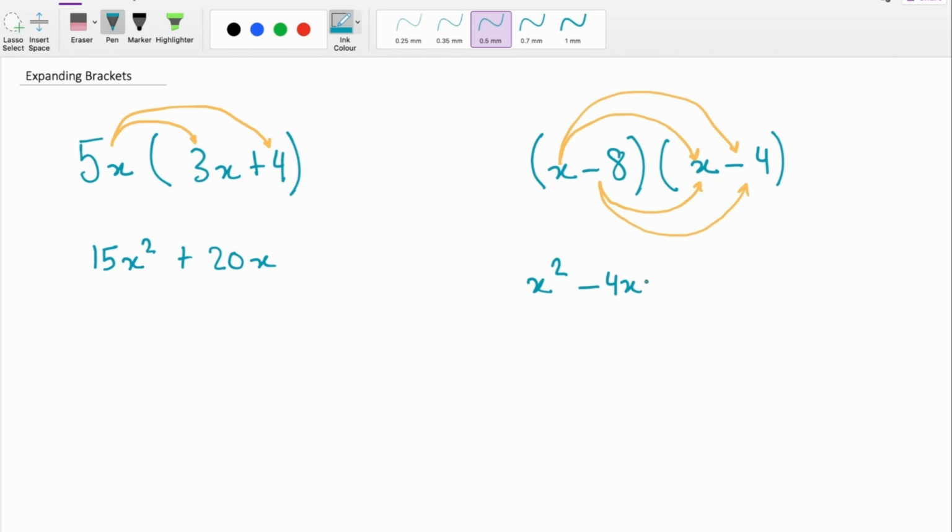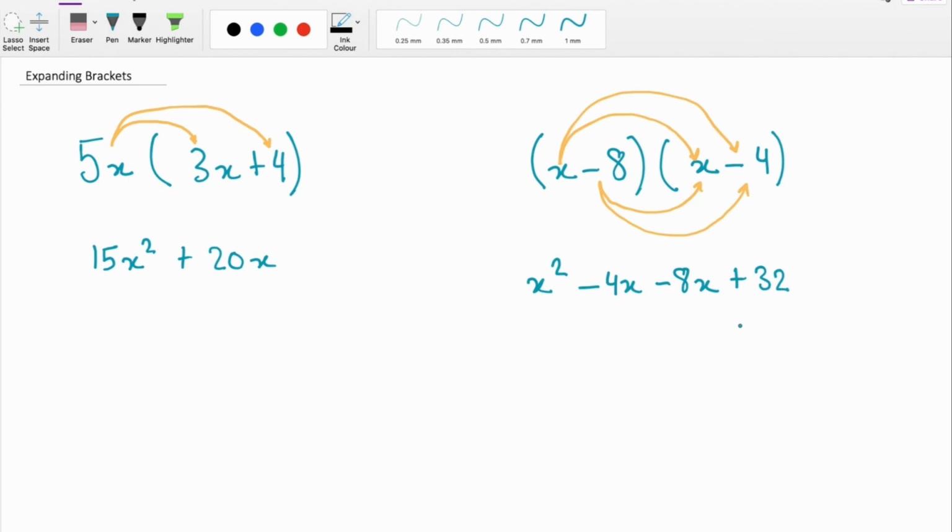The second half has minus 8 times x, which gives us minus 8x. And finally, we have minus 8 times minus 4. Now a minus times a minus will give us a positive answer. So essentially, we have 8 times 4. This gives us an answer of 32. And that is our expansion process done.